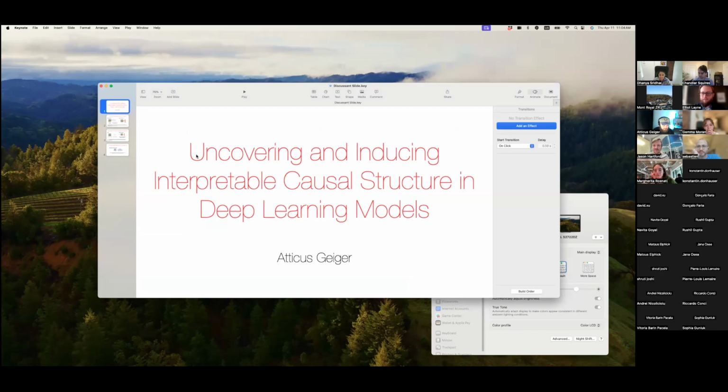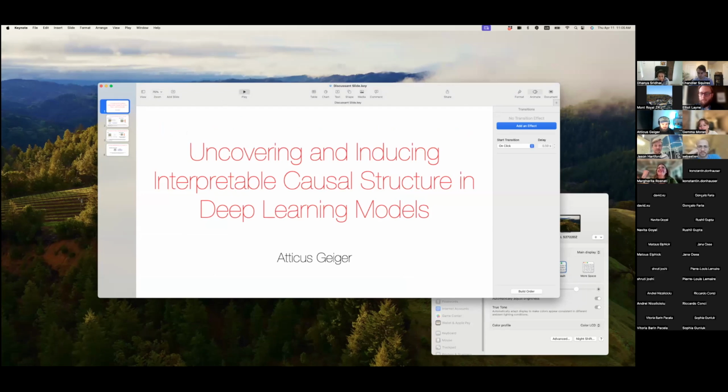Awesome. Great. And Atticus, I'm very excited for this talk, and I'm really, really excited we got to have him here today. This is a topic that's near and dear to my heart. If you know me, you've heard me talk about causal abstraction, and Atticus has done amazing work in this space. So today he'll be talking about uncovering and inducing interpretable causal structure in deep learning models.